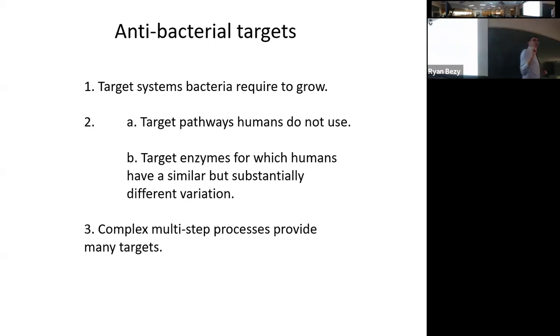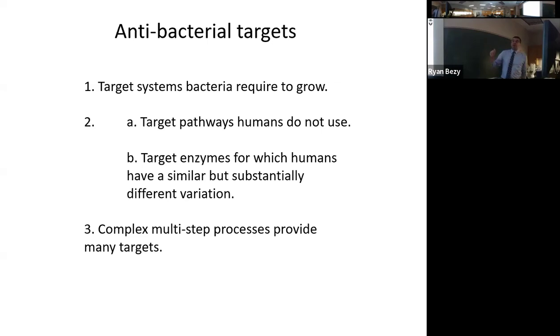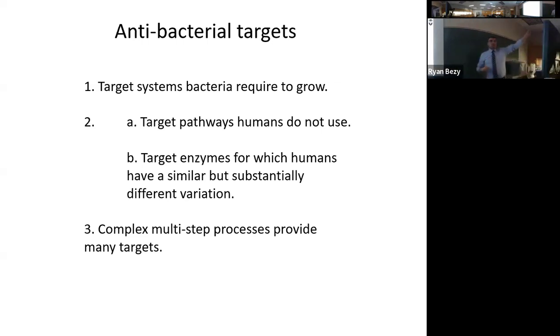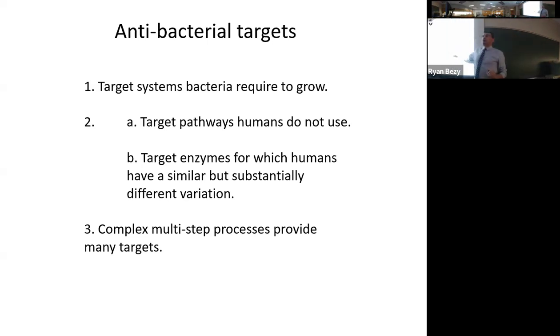But you also then have to target a pathway or a system that the human cells do not use, or that human cells have a similar but substantially different version of. So you need something the bacteria needs, has to have, but that human cells don't have to have. There's a simplification there. Also, some complex multi-step processes are particularly attractive targets because then you might have multiple different antibiotics targeting that process at a different step.